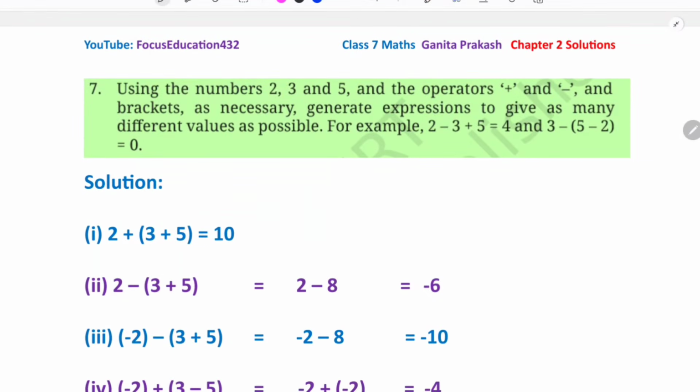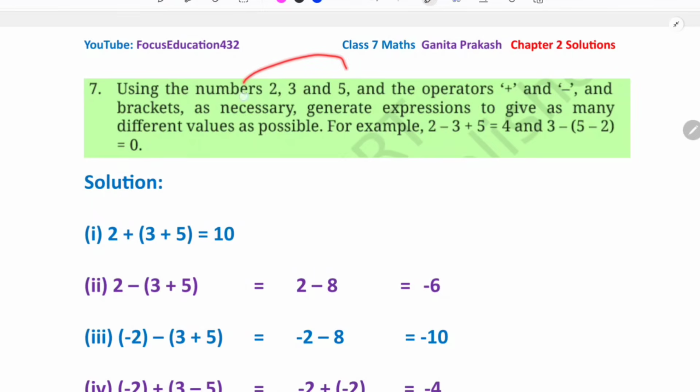Question number 7. Using the numbers 2, 3 and 5 and the operators plus and minus and brackets as necessary, generate expressions to give as many different values as possible. For example, we only have to use 2, 3, 5 and plus and minus. So 2 minus 3 plus 5 is equal to 4. 3 minus 5 minus 2 is equal to 0. You can do as many as possible because there is no specific value we need.